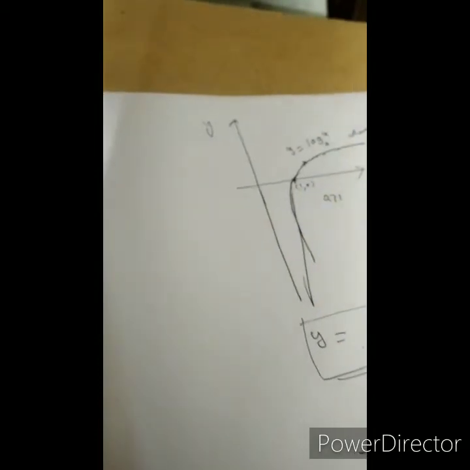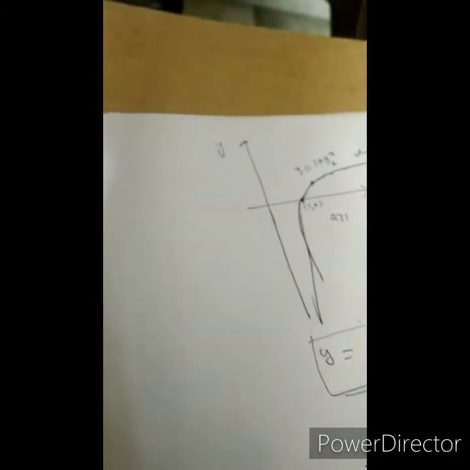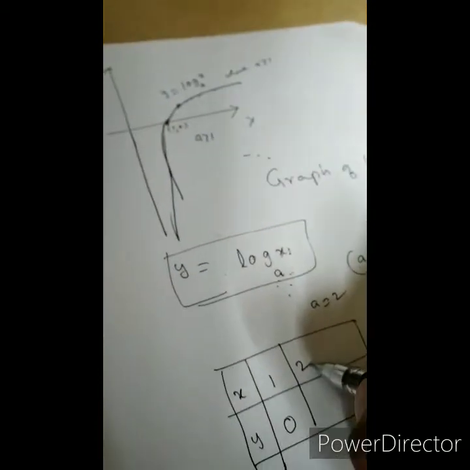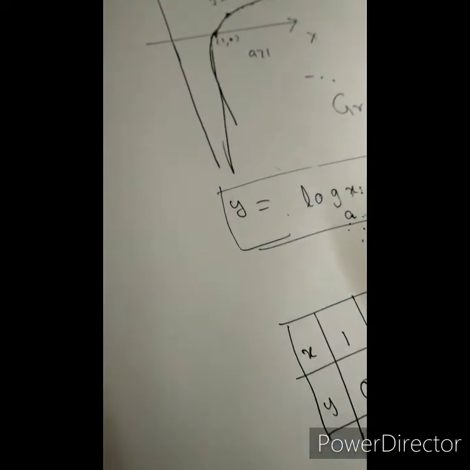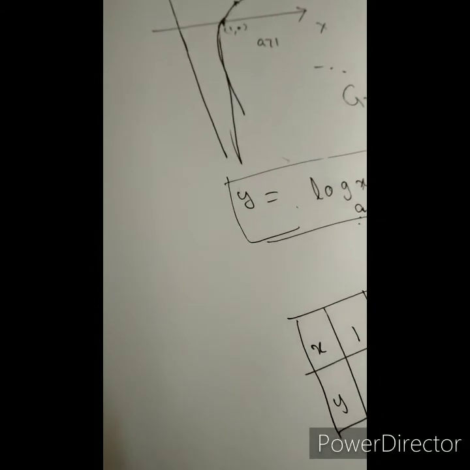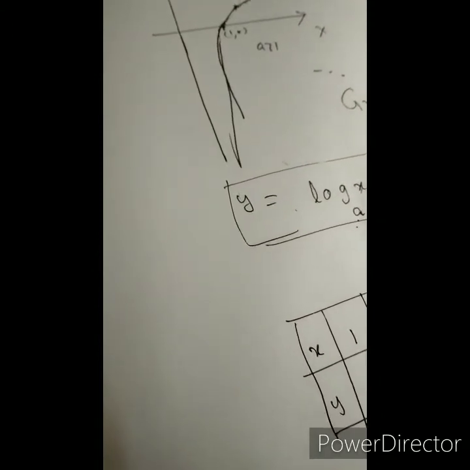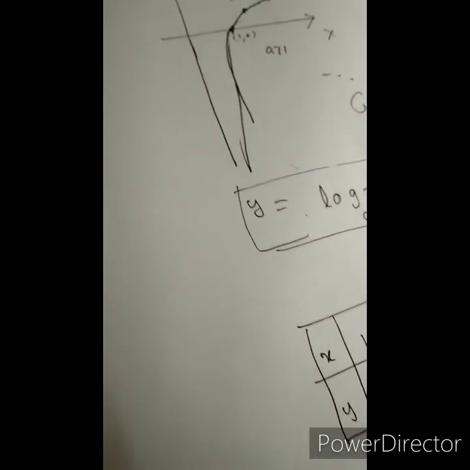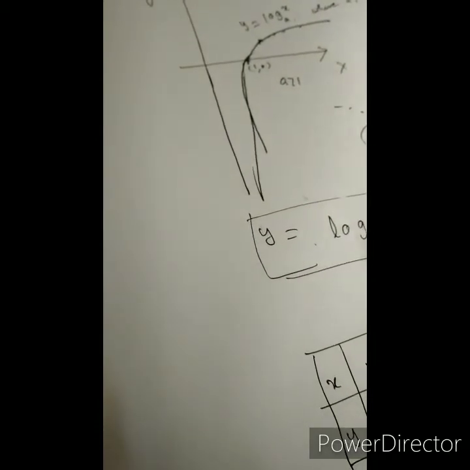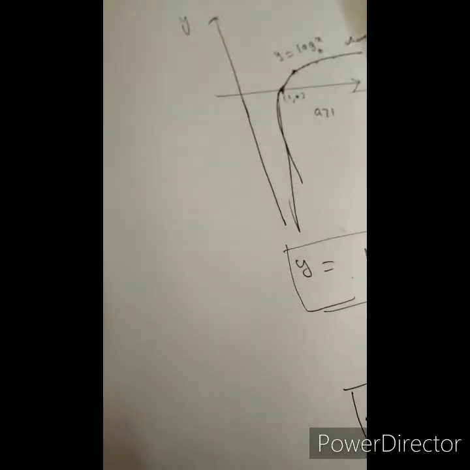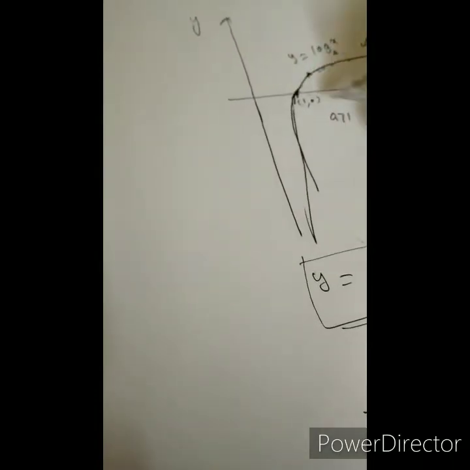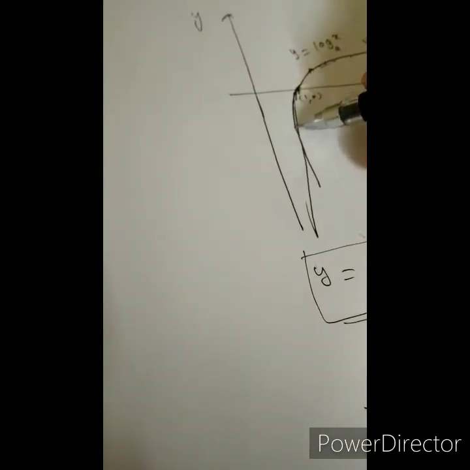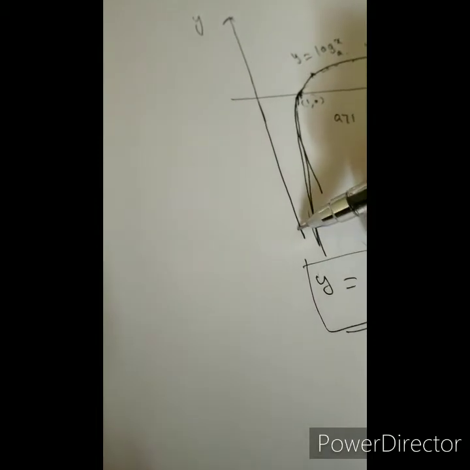Suppose I take base equal to 2, then x you take equal to 2, y value 1. If we take x equal to 3, y value becomes 1 point something. So as x value increases, y value also increases. If x value decreases, then y value also decreases, and so on. You will get it.